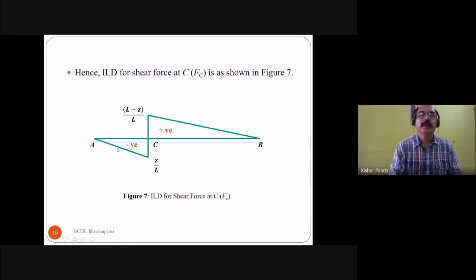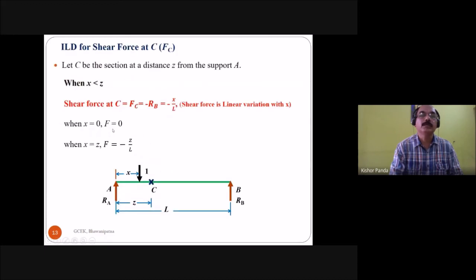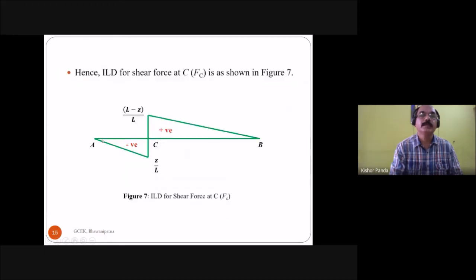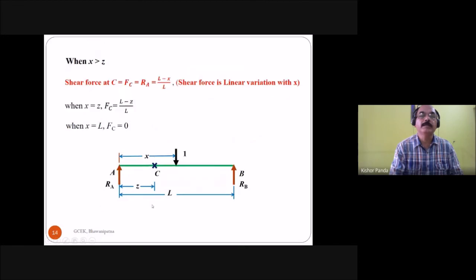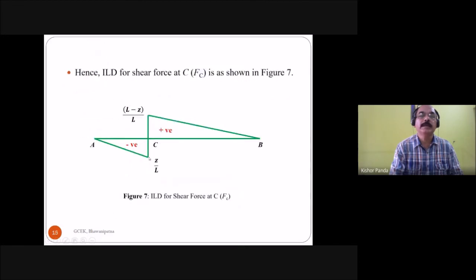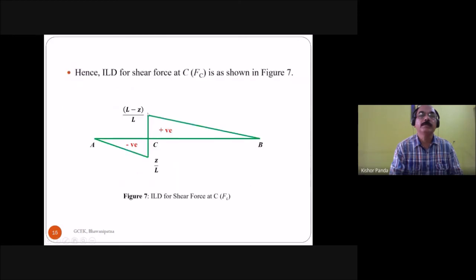This is the influence line diagram. For the left portion, when X is equal to 0, shear force is equal to 0. And when X is equal to Z, shear force is equal to minus Z by L, negative. And here, when X is equal to Z, shear force is equal to L minus Z by L, positive.